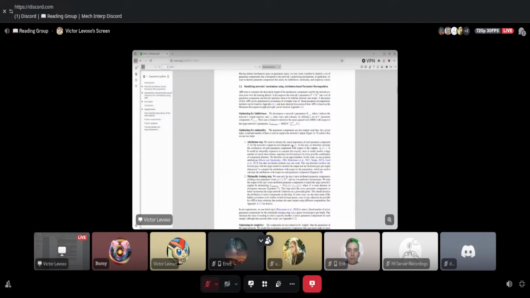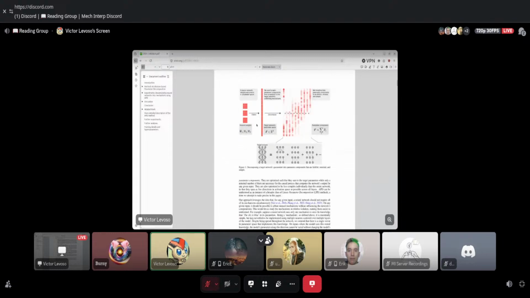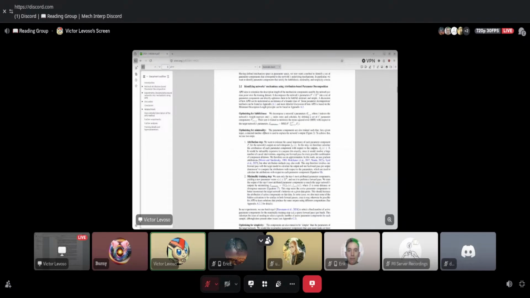So they have the neural network. They have the parameters. And they have a set of components. So the parameters, they say they flatten it, but here it seems like it's actually a matrix with, you know, layer and 2 dimensions.